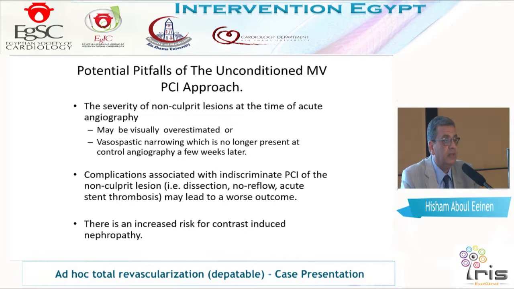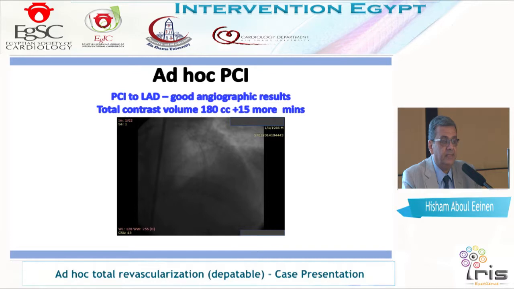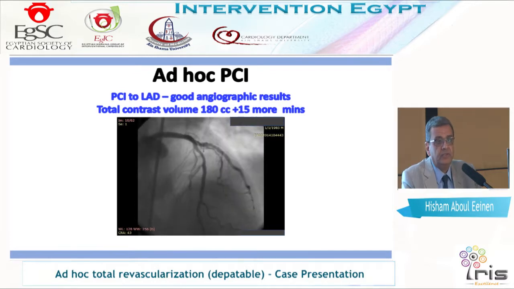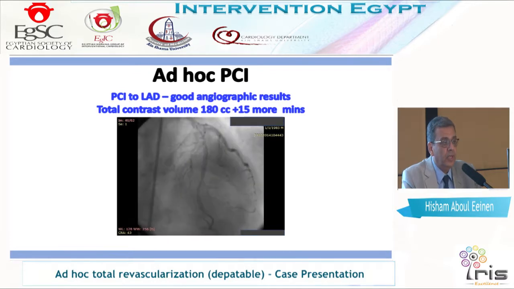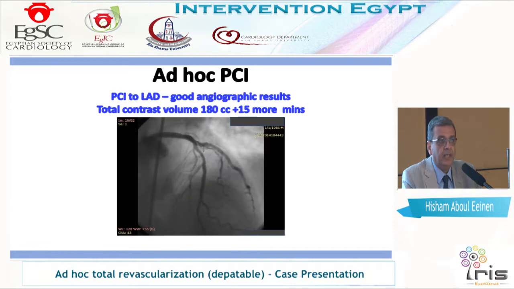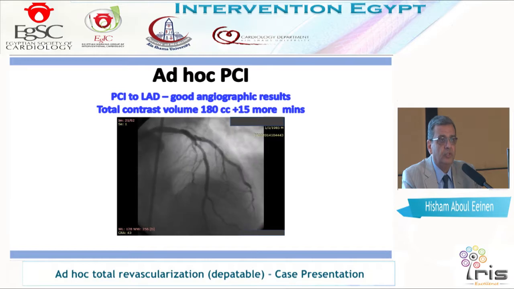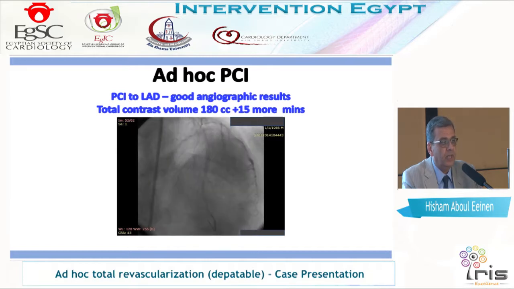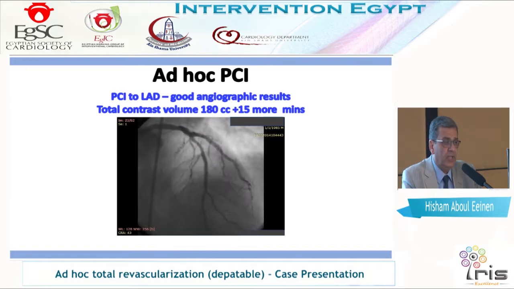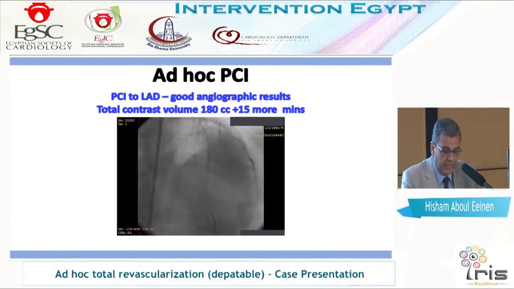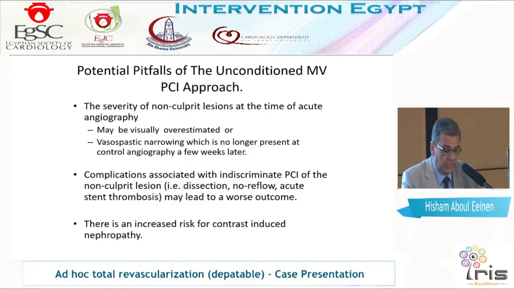Let me say that in this procedure, a total contrast of 180 cc was used, with 15 more minutes added in order to accomplish both the obtuse marginal branch and the LAD. So we did not use much contrast in addition to the previous one, and also the procedure was not a lengthy one, only 15 more minutes in addition to the culprit artery.